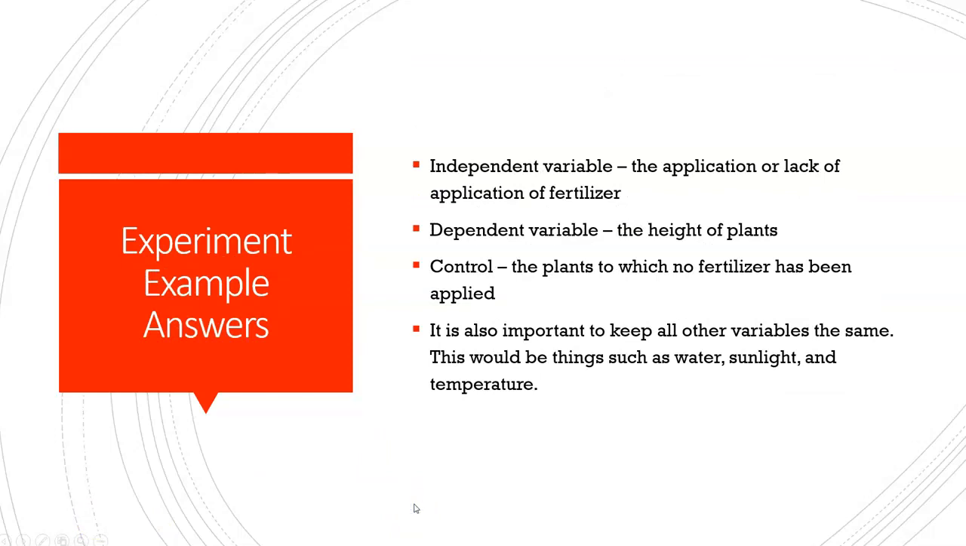Alright, so did you get it right? The independent variable is the application or lack thereof of fertilizer. The dependent variable is the height of the plants. That's what should respond to the addition of fertilizer. And the control would be the group of plants to which you did not apply any fertilizer.